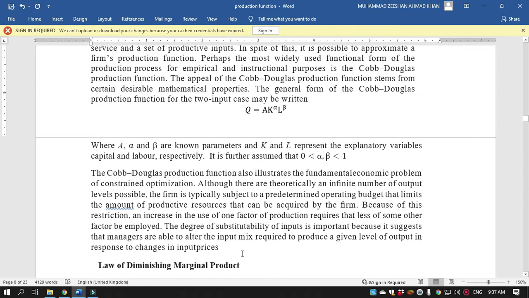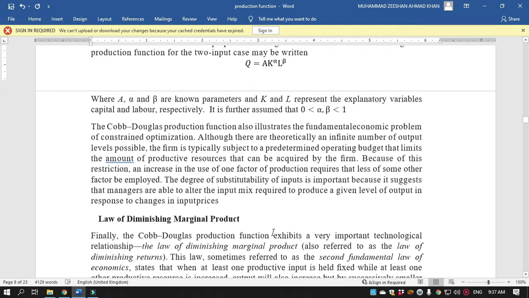The degree of substitutability of inputs is important because it suggests the managers are able to alter the input mix required to produce a given level of output in response to changes in input prices. Because if you are dealing with labor and capital, you must know about the prices, and how the prices of land, labor and capital are changing. So there must be a rate of substitution defined in advance, so the manager can fix their inputs easily.